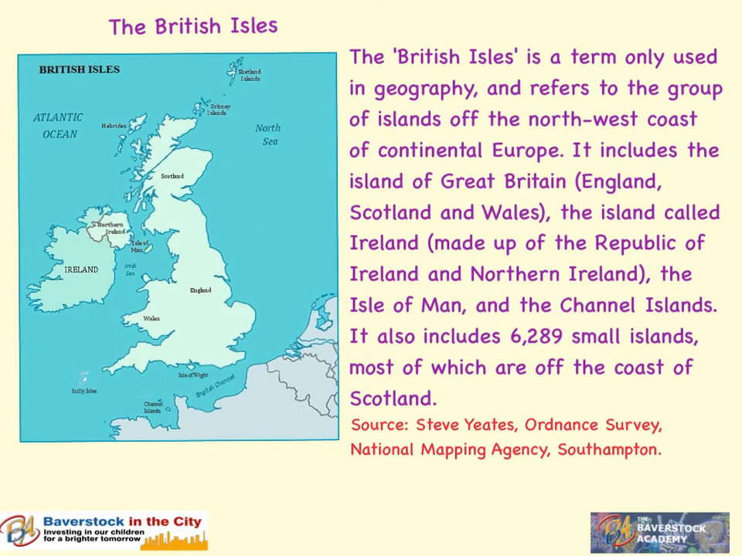We have looked at the United Kingdom and we've looked at Great Britain. We'll now look at the British Isles, which is different again. The British Isles is a term only used in geography, and it refers to the group of islands off the northwest coast of continental Europe. All of this.